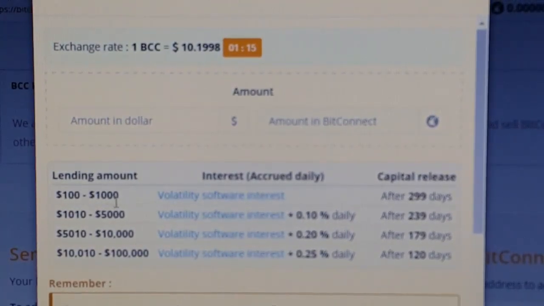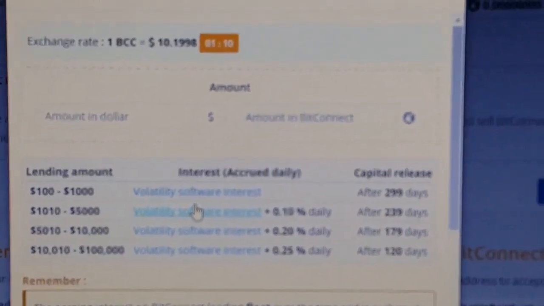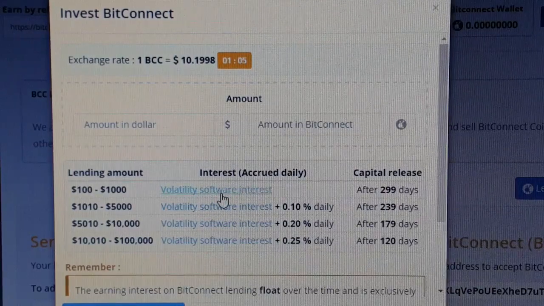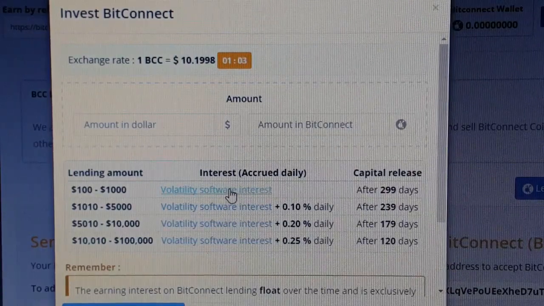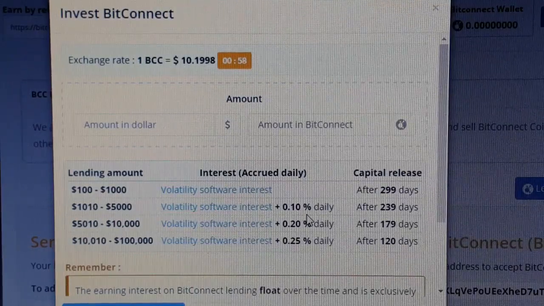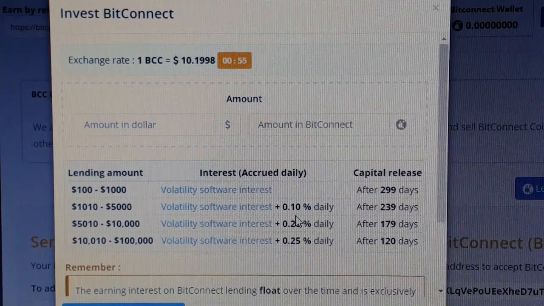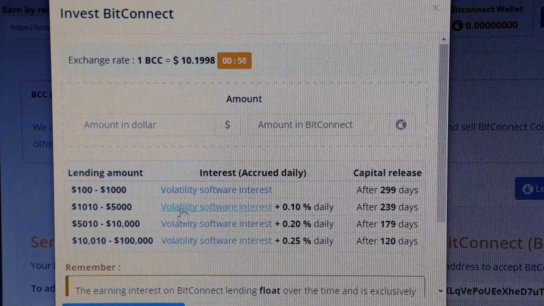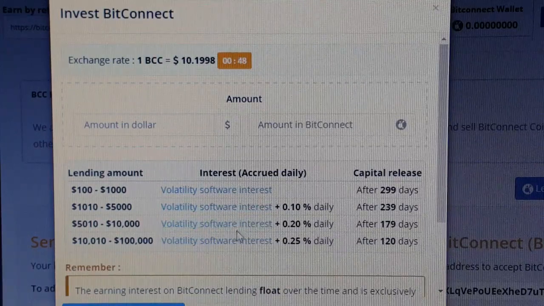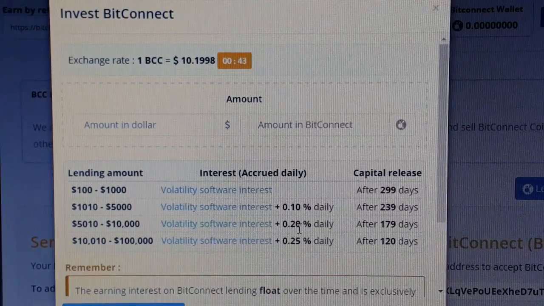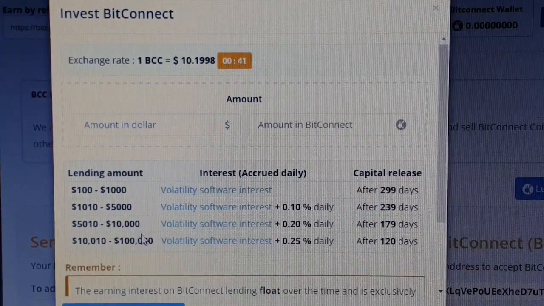When you do a $100 to $1,000 loan, you get paid volatility interest based on, I'm going to click on that link in a moment to show you what you're getting interest for, right? So I'm assuming you don't know what this is. If you do a $1,010 loan up to $5,000, then you get 0.1% daily plus whatever the bot earns, right? This is a bot, by the way. If you do $10,000, you get 0.2% daily. So you'll be getting $20 a day guaranteed with a $10,000 loan.